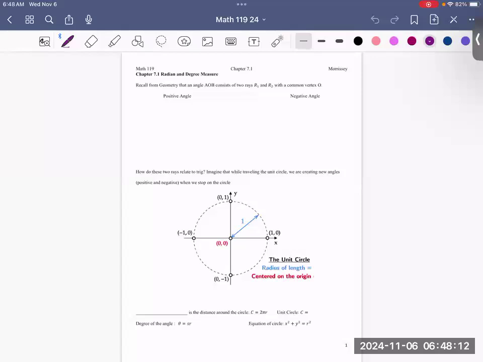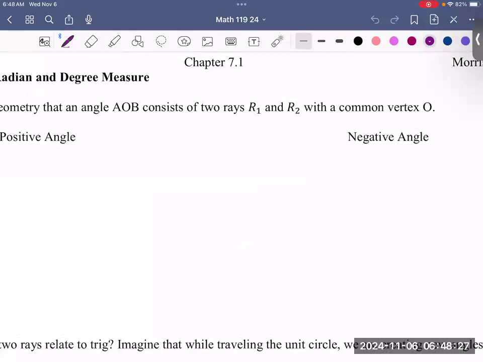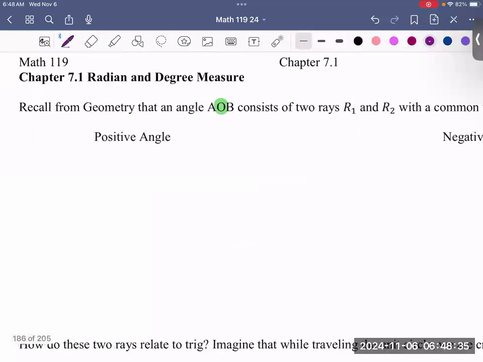Welcome to Math 119, Chapter 7.1, where we are talking about radian and degree measure. So recall that from geometry, an angle AOB consists of two rays, A1 and A2, with a common vertex O. Now we know that O is the vertex because that is the letter that is sandwiched between the two rays A and B.